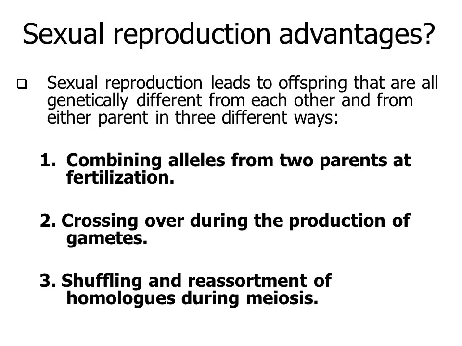So let's evaluate sexual reproduction first. Advantage: sexual reproduction leads to offspring that are genetically different from each other and from either parent in 3 different ways. The first was combining alleles from 2 parents at fertilization. So that was one way of introducing genetic diversity. The second was crossing over events between those homologous chromosomes to produce the gametes. And then another one was shuffling and reassortment of homologs during meiosis. You're not going to understand number 3 unless you go through all the steps of meiosis, which we did not.